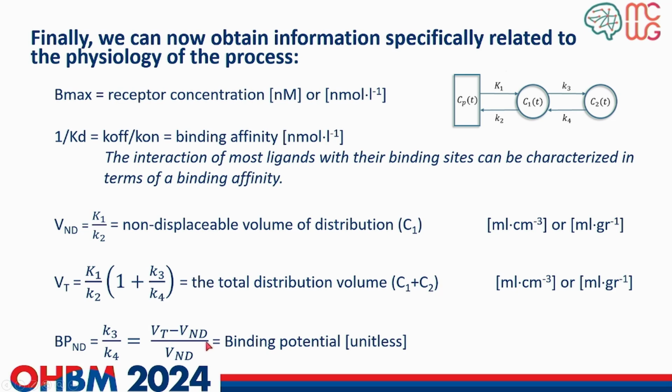I can also provide a map of BP, the binding potential. The binding potential is the ratio between K3 and K4, and it is strongly related to the concentration of receptors, even if it is not exactly Bmax.